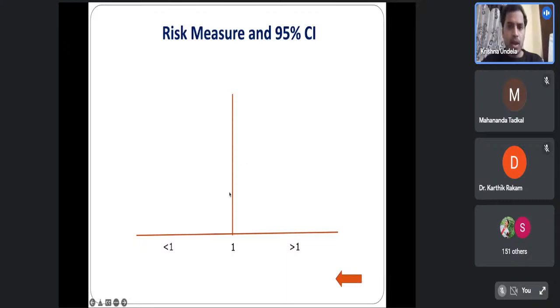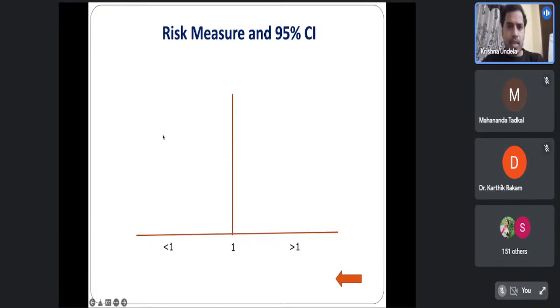The standard points are that we always have 1. So 1 is the null value, and we have values less than 1 and more than 1. Whenever something falls exactly on 1, that means no association. Whenever the relative risk, odds ratio, or hazard ratio falls exactly on 1, we can say there is no association, and the risk of getting the outcome is the same for both exposure and non-exposure.